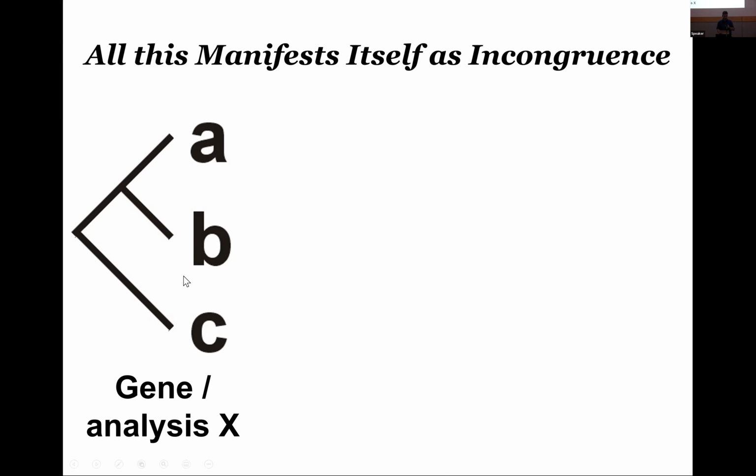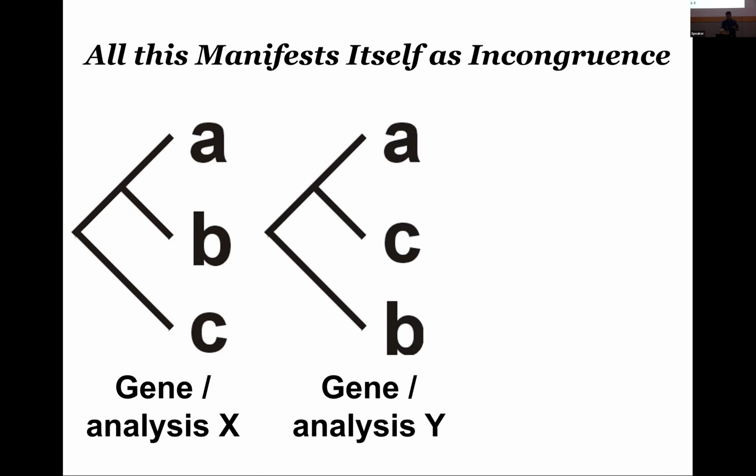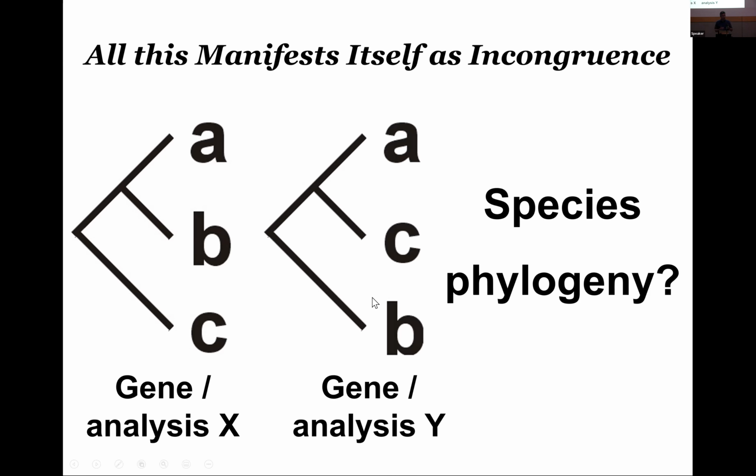Simply put, if I have a gene or I do a particular analysis from taxa A, B, and C, then I get one topology where A and B are sister to each other and C is the outgroup. Then I want to be thorough and I collect another gene or do a different type of analysis and I get a different result: A and C are sister to each other and B is the outgroup. That makes me uncertain about the species phylogeny, and that conflict, that incongruence, that disagreement is potentially really interesting.